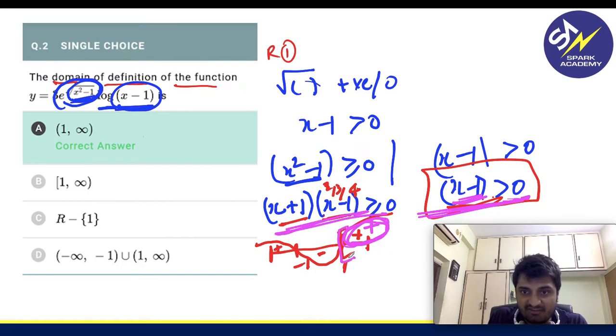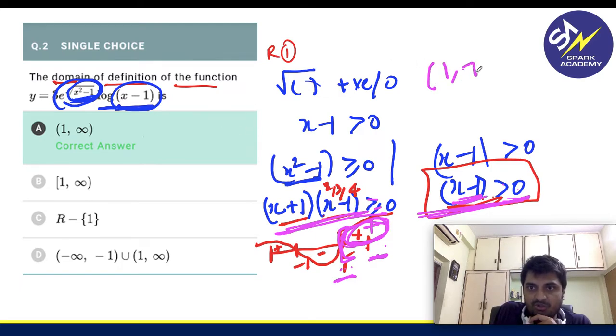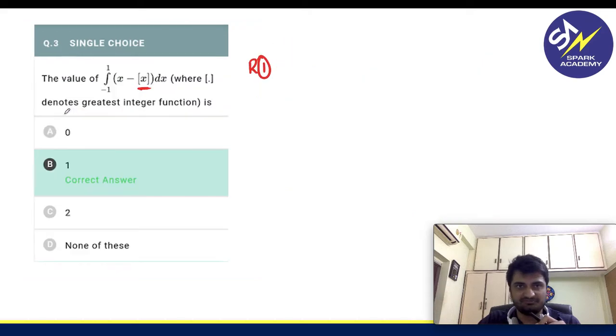The common one is what? Which is should be greater than 0. Both should be greater than 0. Common one is what? 1, 2 infinity, right? So my answer will be 1 to infinity, both not included. Which is the first option. Very simple question.